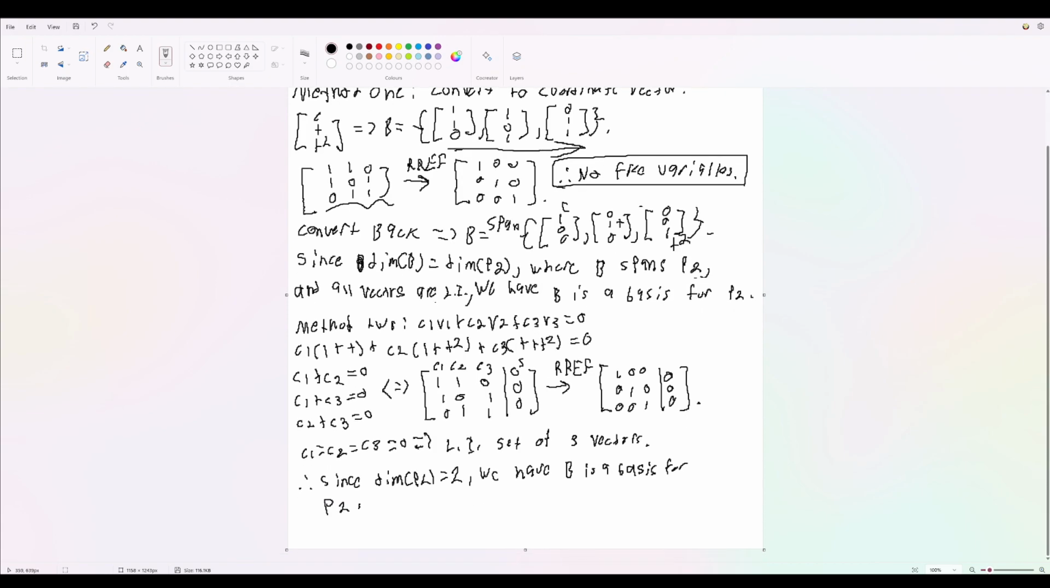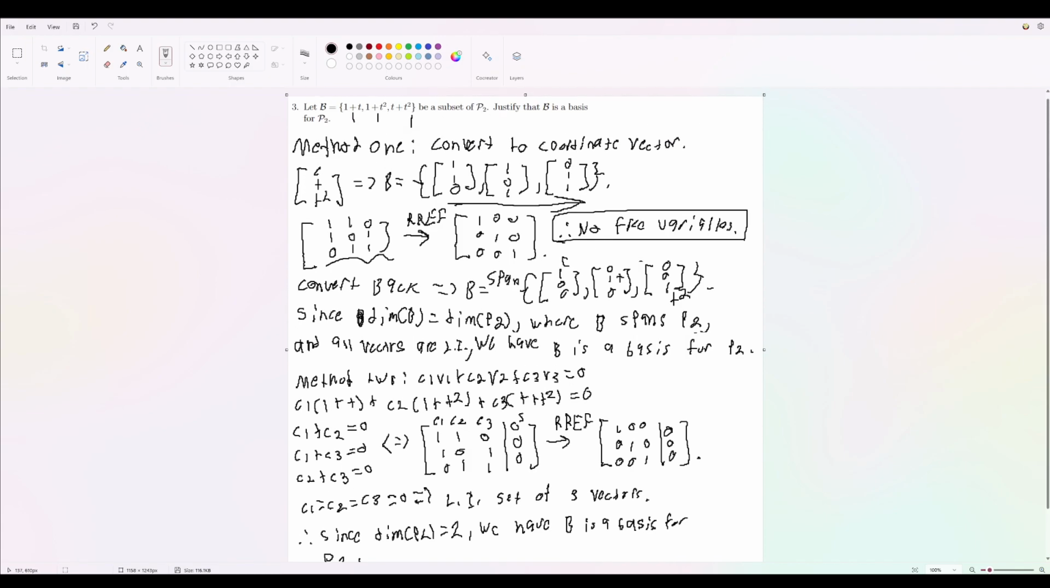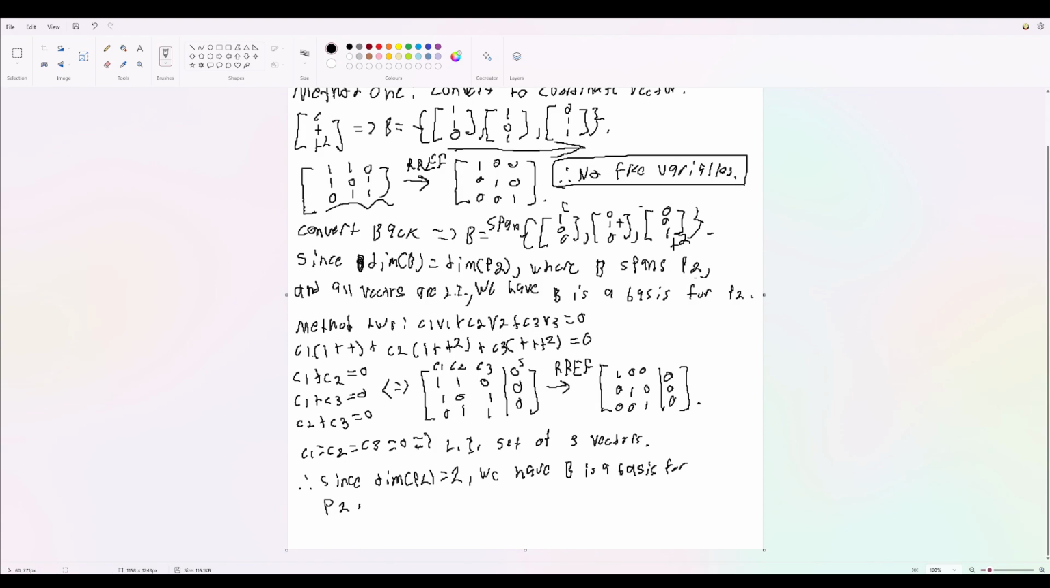Method 2 is the other one, which is more annoying. You take some arbitrary scalars for all your vectors, c1 v1 plus c2 v2 plus c3 v3 equals 0. Sub in your v vectors. After you do that, you're going to distribute your scalars in, then group for constants, first degree, second degree. Then you'll set up the matrix.